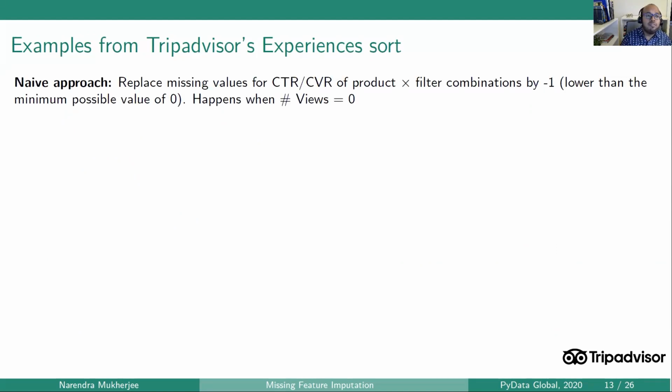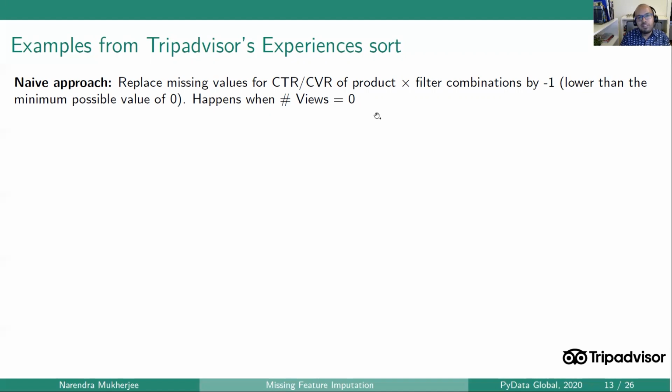And we started off using a naive approach where we would replace the missing values for the click-through rate or conversion rate of every product filter combination by -1. The logic behind this was, if we don't have the click-through rate or conversion rate for a product, that product has a rate which is lower than the minimum possible value, and the minimum value is 0. So we just replaced it by -1.